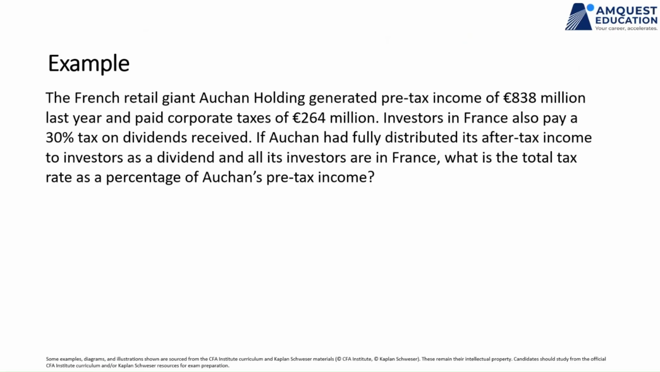For example, the French retail giant Auchan Holding generated a pre-tax income of 838 million euros last year and paid corporate tax of 264 million euros. Investors in France also pay a 30% tax on dividends received. If Auchan had fully distributed its after-tax income to investors as dividends and all of its investors are in France, what is the total tax as a percentage of the pre-tax income? So you have 838, you have 264, and you have 30% as the numbers.